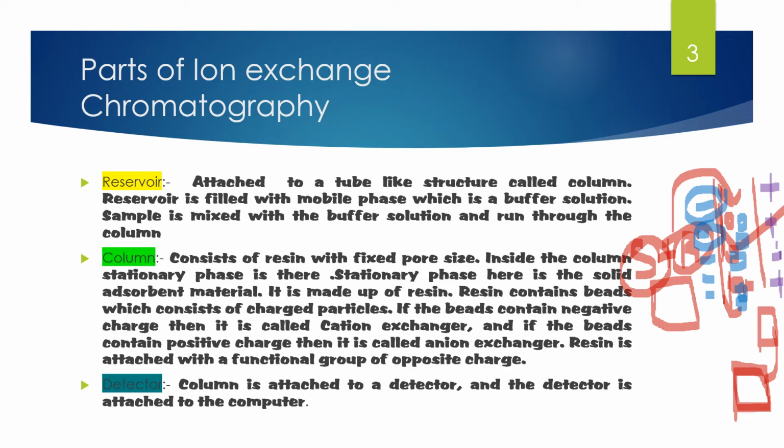Because in cation exchanger these beads are negatively charged but they have positive functional groups, and in anion exchanger these beads are positively charged but they have negatively charged functional groups. So the eluted things are detected in the detector, and this column is attached to a detector and the detector is attached to the computer.